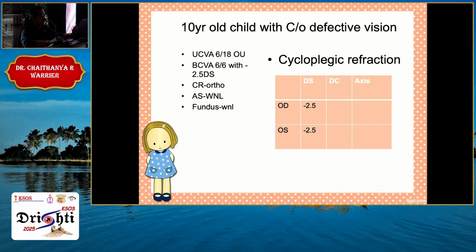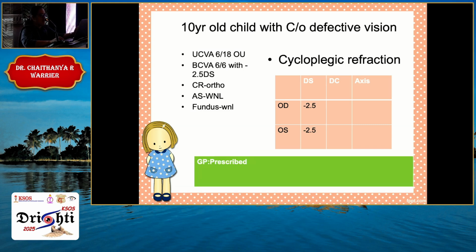On cycloplegic refraction, it was minus 2.5 diopter sphere. So there is no doubt we need to prescribe the glasses. But the most important thing in this child is that a 10-year-old is in the progressive myopic age group. So we need to prescribe glasses, and also educate them regarding progressive myopia and its environmental factors. Also ensure follow-up, and if there is progression, we need to go for progressive myopia treatment.